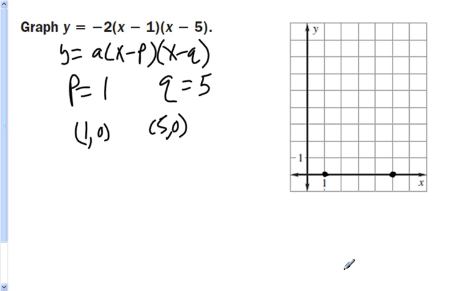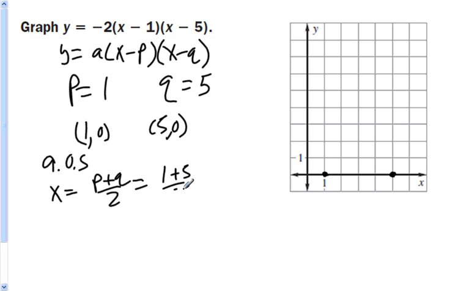We know the axis of symmetry is halfway between these two, so we can use our formula for the axis of symmetry, which is x equals (p plus q) divided by 2. If we do that, we've got 1 plus 5 divided by 2. So 1 plus 5 is 6. 6 divided by 2 gives me 3. So if I go to x equals 3, that's 1, 2, 3, I'm going to have my axis of symmetry.